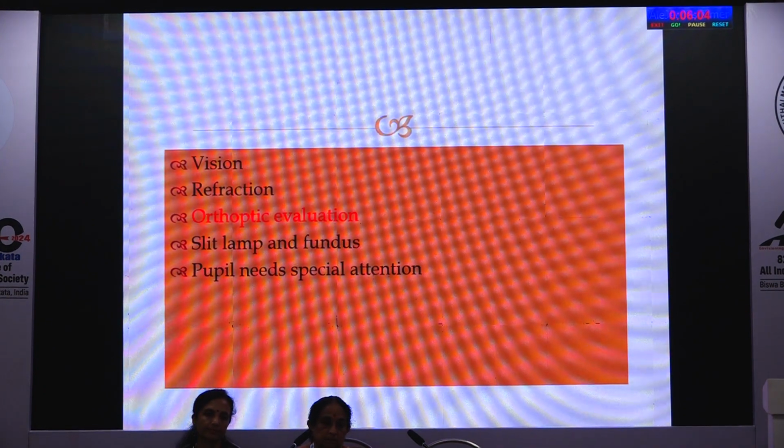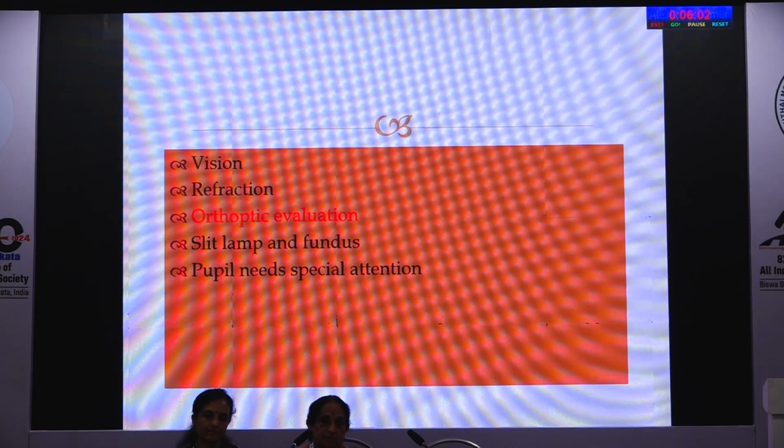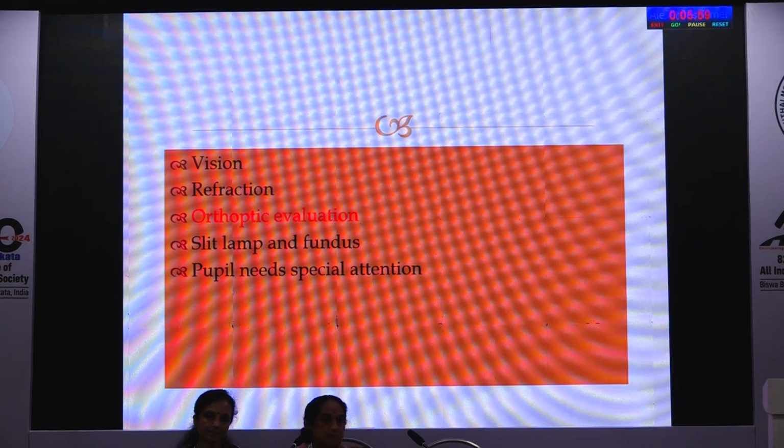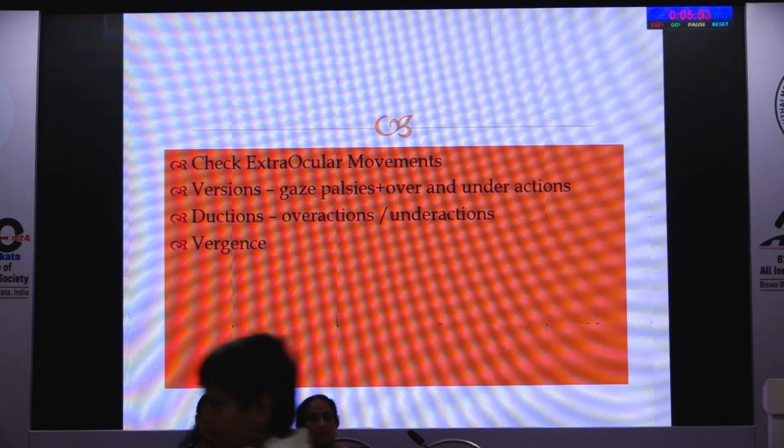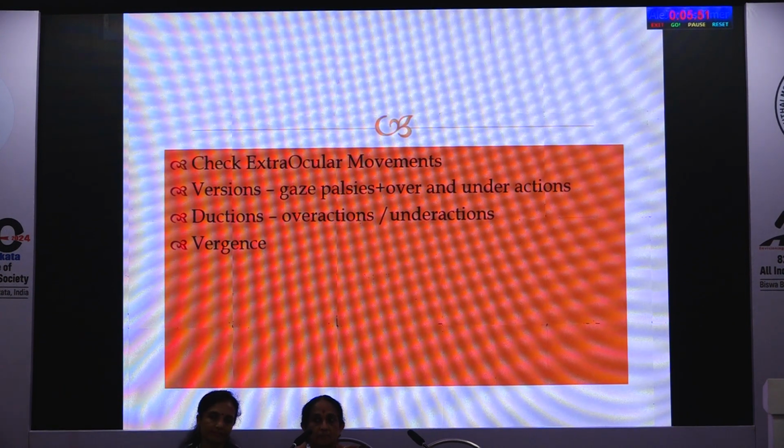Now in the routine examination of the eye, you have to give a little emphasis to the orthoptic evaluation, and the pupil also needs special attention in cases of double vision. Coming to the extraocular movements, in single nerve palsies you can usually come to a diagnosis with the assessment of the extraocular movements.